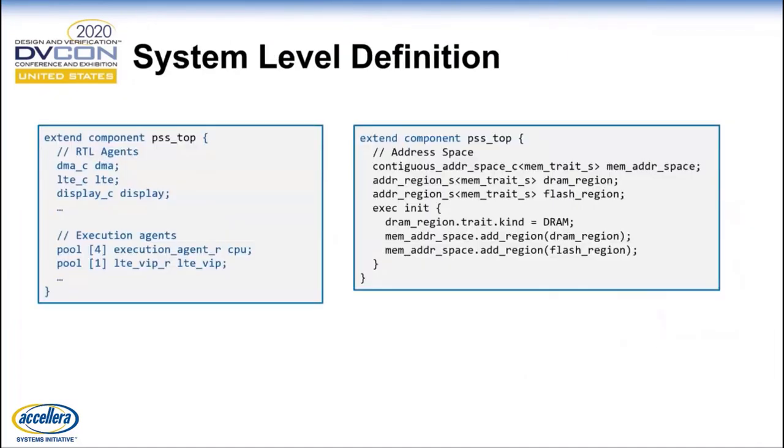So we'll start off with our system level definition. So we're getting all these IP from different IP owners, for example, DMA, LTE, display. We set up our resources for our execution agents, as mentioned in the pattern in the previous slides, and we set up our memory space.